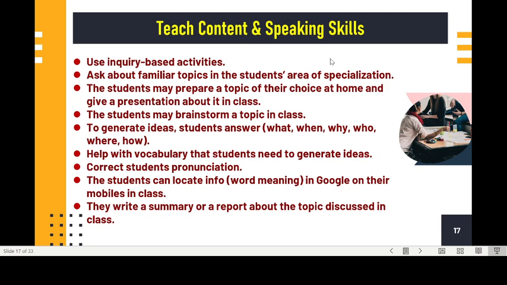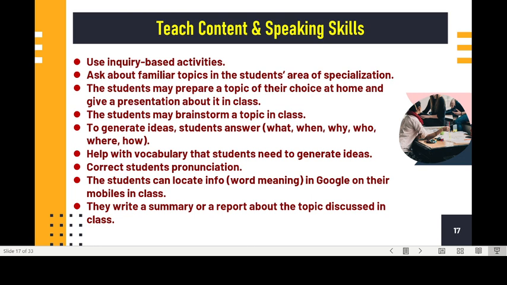Okay, now speaking skills. To develop the students' speaking skills, the same thing. They practice speaking or talking about topics in their major area. If they are engineering students, then they talk about topics in engineering or chemistry or biology or medicine or geography, depending on their major. Use inquiry-based activities.